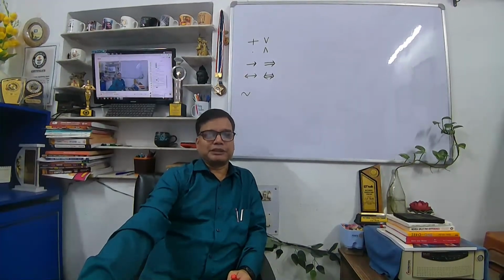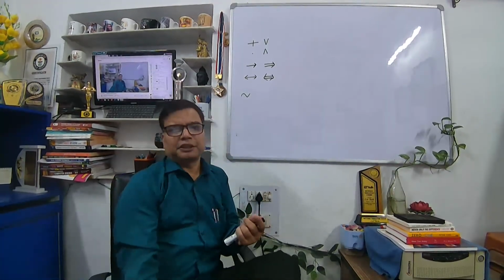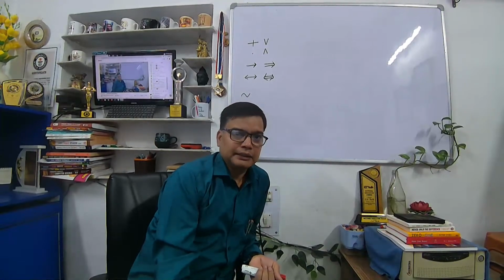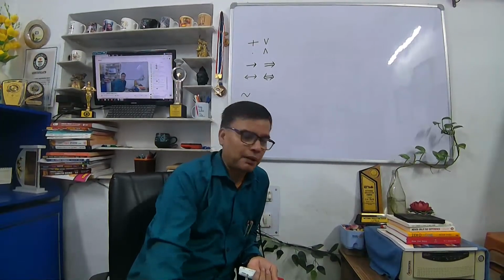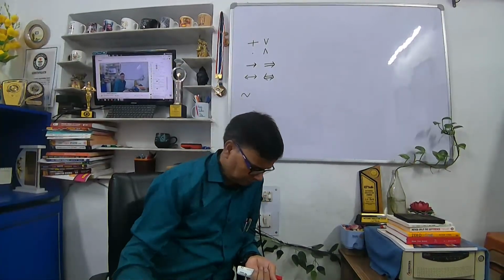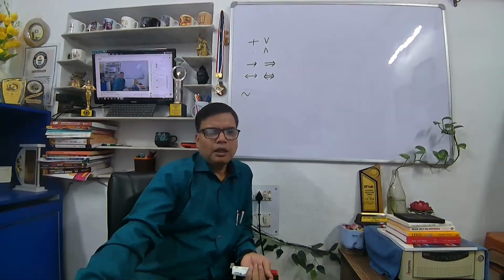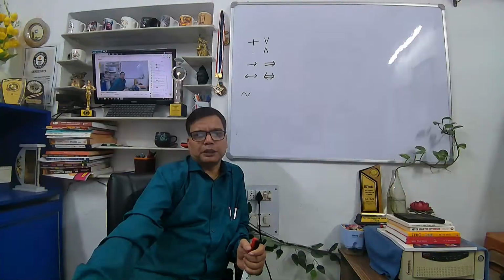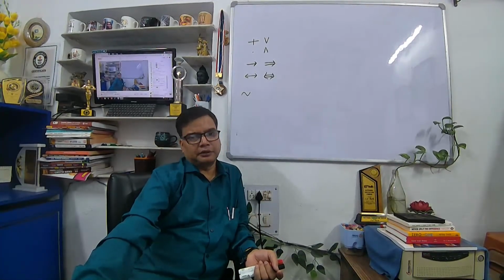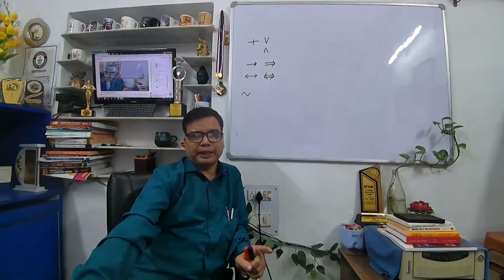Then we have the converse, inverse, and contrapositive of statements. Take the statement: if it is raining, then the sky is not clear. That is A implies B. The converse of A implies B becomes B implies A: if the sky is not clear, then it is raining.